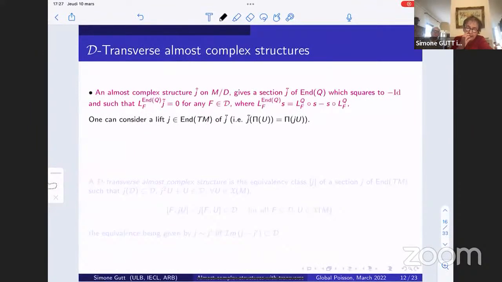And now, what will be a D transverse almost complex structure? So if you are in the nice situations, an almost complex structure on the space of leaves gives a section of the endomorphism of the normal bundle, which squares to minus one, and which is again constant along the leaves. So the Lie derivative of J tilde in the direction of a vector field which is vertical, so in the distribution, is zero. And of course, this Lie derivative of endomorphism is the one related to the Lie derivative of sections of Q that we just defined. And we shall try to write what are the conditions that we get if J is an endomorphism of the tangent bundle, which lifts J tilde.